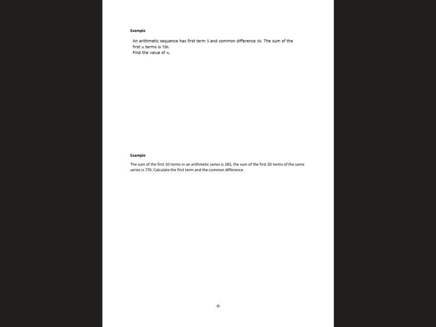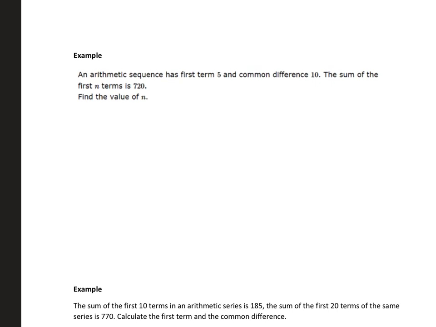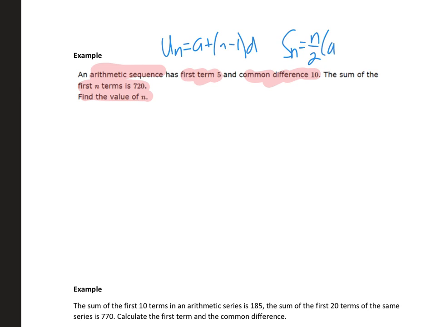Okay, so now let's look at some problems with that formula. An arithmetic sequence has first term 5 and common difference 10, and the sum of the first n terms is 720, and we want to find the value of n. Okay, so let's read through that again and write down some key information. So I know it's arithmetic, so that means I can use the formulas. Un is A plus (n minus 1)D, and Sn is n over 2 times (2A plus (n minus 1)D). You get the second one, not the first one.